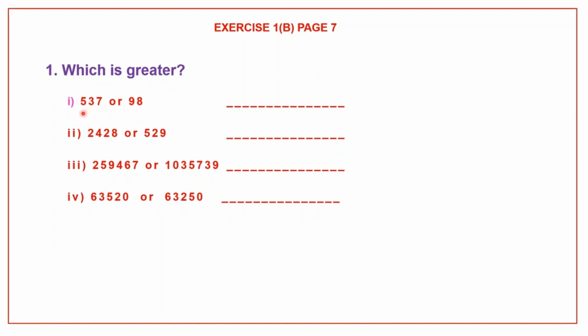And the first one, 537 or 98. This is a simple one. We know 537 is the greater number. So let's write that there, 537. Next we have 2428 or 529. Now here this is a 4-digit number and this is a 3-digit number. So the 4-digit number is greater. So that is 2428.